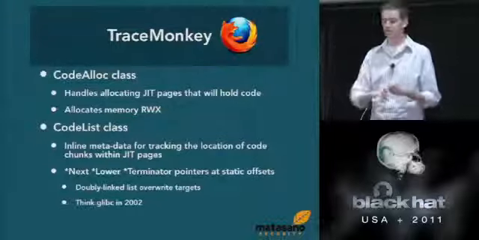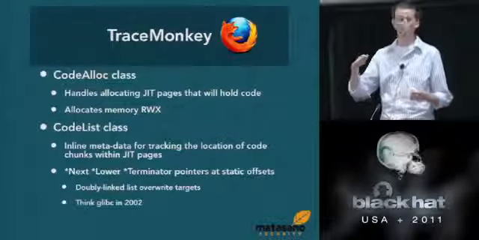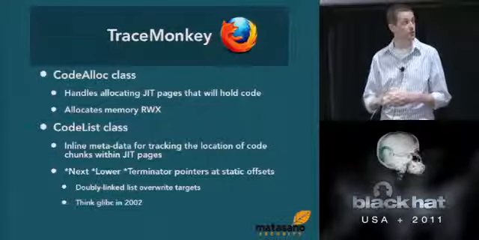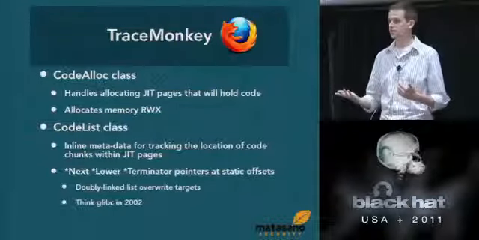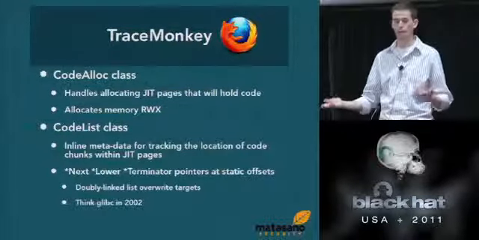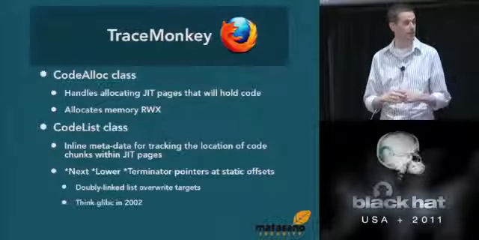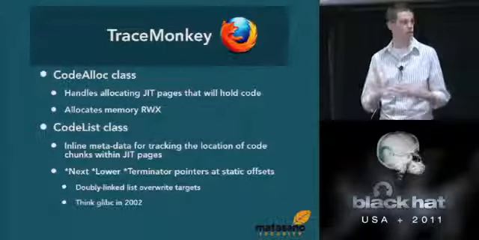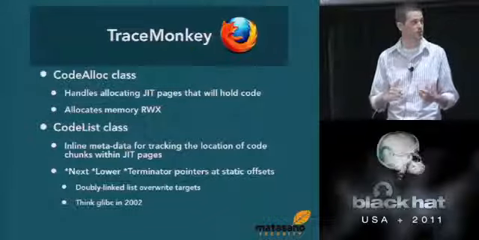So it stores a next, a terminator, and a lower pointer on the first part of the JIT page. And that's used to create a doubly linked list of JIT pages in memory. And if you're familiar with heap overflows from about 7 or 8 years ago, you can easily overwrite these pointers to gain arbitrary 4-byte writes anywhere you want in memory. And the problem here is that they made the same mistake that glibc made in 2002, which is there's no consistency, there's no checking on those links. There's no checking that they actually point to one another.